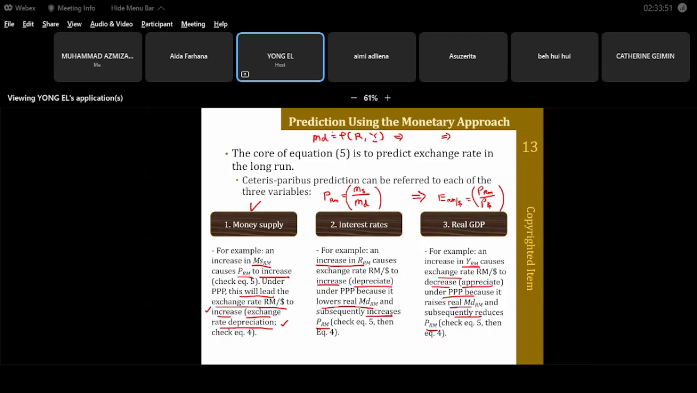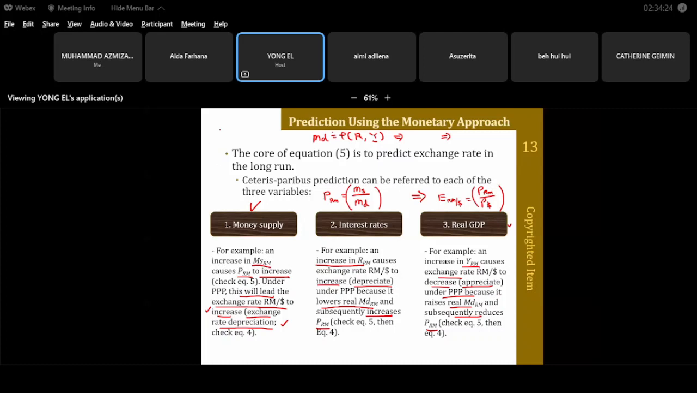Money, number two, the second variable here in this money demand function. Y is one of the determinants of money demand. When our income increases, meaning the real GDP here, actually our income, we usually spend more of our income compared to before. When we spend more of our income, that means our money demand increases.